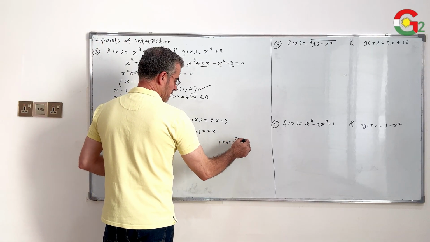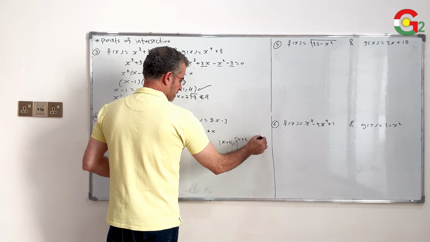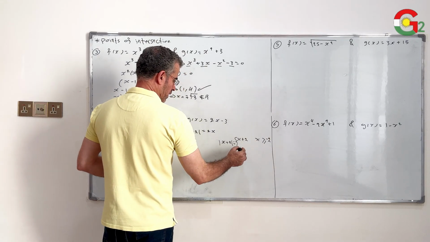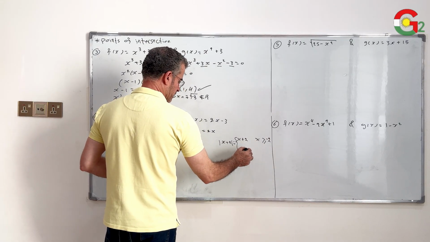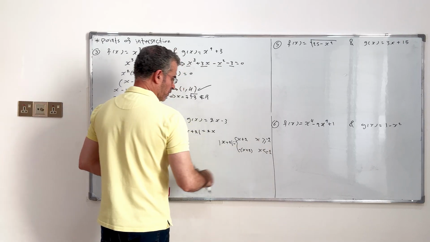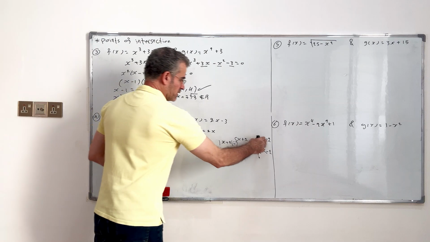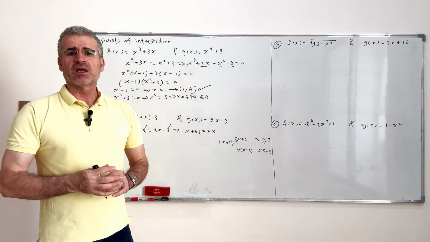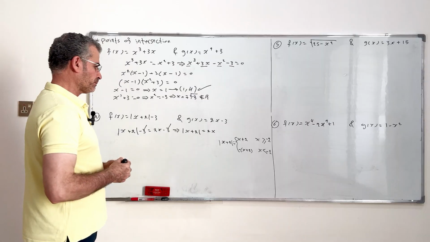Absolute value x plus 2 is equal to x plus 2 when x is greater than or equal to negative 2, and it's equal to minus x plus 2 when x is less than negative 2. Why is negative 2 the joint point? Because negative 2 makes the term inside the absolute value 0.